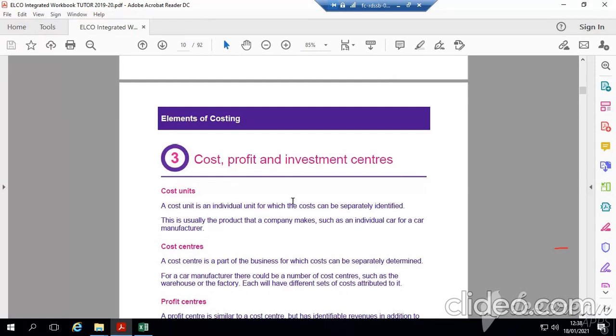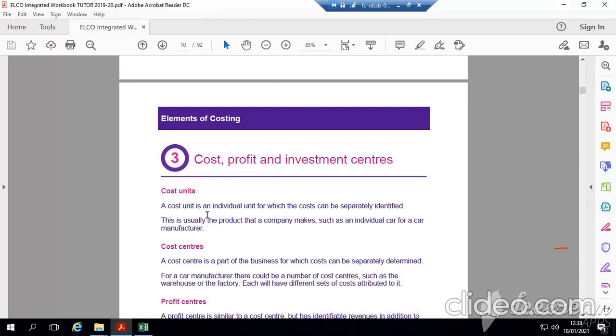Third point from chapter 2 is about the cost, profit and investment center. So we have the cost unit, profit and investment centers. First of all, what is the cost unit?